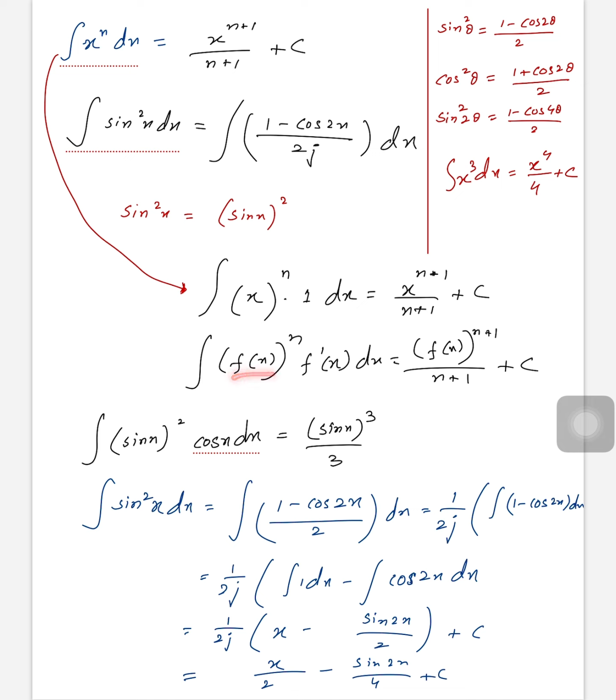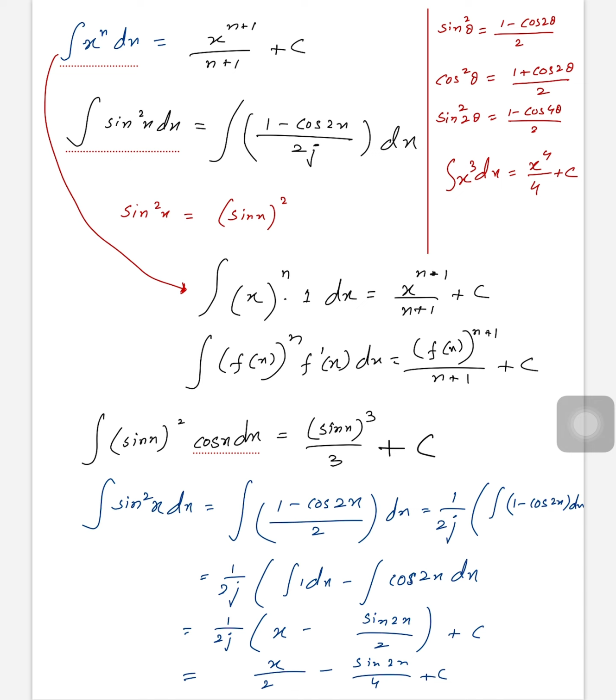If there is a function having a power on it and its derivative is present near this function, then its integration will be: we will increase the power and divide it by the whole power. Like here, sin x is a function having power 2 on it, and its derivative is present here. So its integration will be what? We will increase the power on sine and divide it by the whole power, plus c. So this is the power rule of integration.